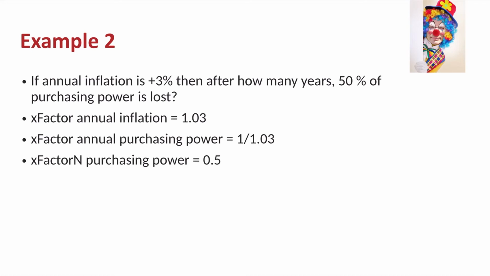Then we have the x factor n of the purchasing power. This shall be 50% less, meaning we have this x factor n equal to 0.5. And then we can calculate. We have to take the log of x factor n divided by log of the x factor. And you see, then we are getting the value of 23.45 years. So after 23.5 years, you are losing 50% of your purchasing power if the annual inflation is 3%.